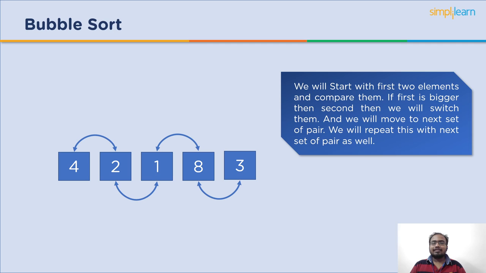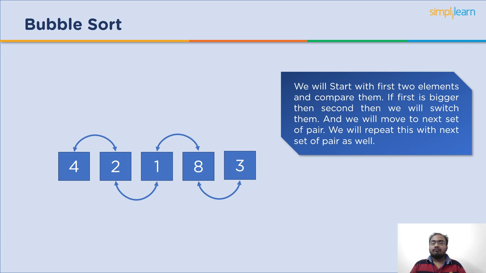And we will repeat this with the next set. So now the array was 2, 4, 1, 8, 3. So we will check between 4 and 1. And if 1 is less than 4, then we will switch them. So the new array will become 2, 1, 4, 8, 3.